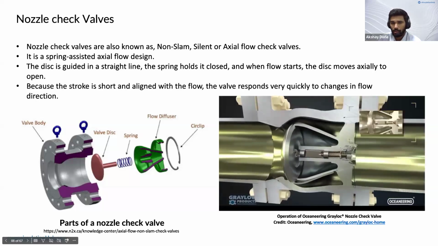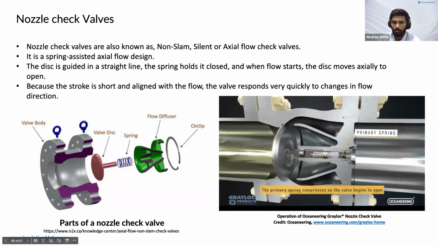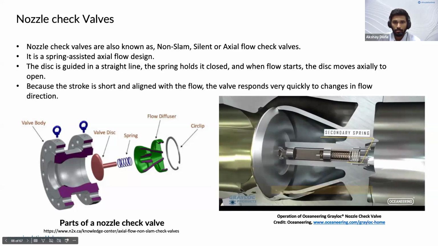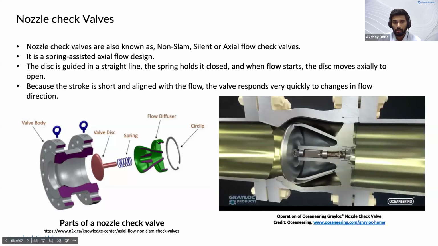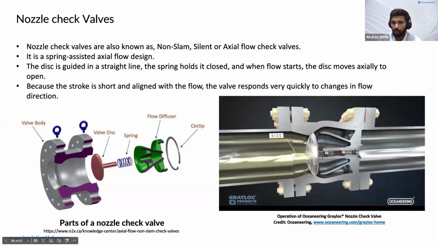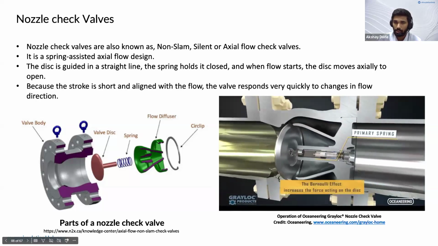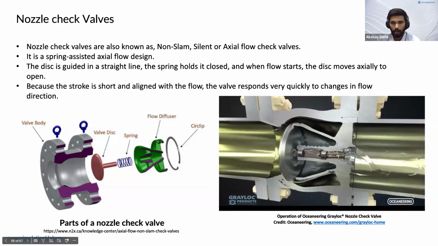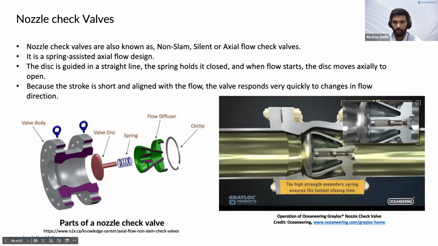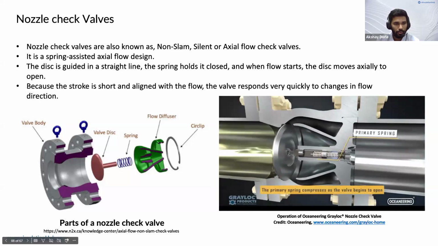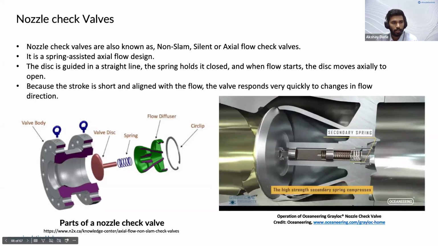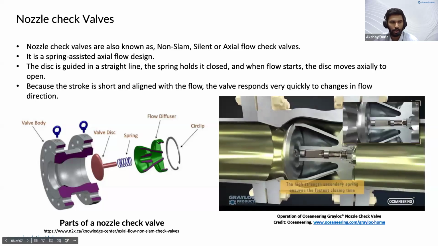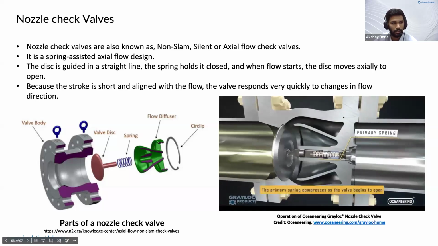This check valve becomes a very new kind of design, or you would say a very critical design, because it moves very quickly due to the springs which are used to prevent the backflow, and it's a linear travel, so the travel itself is also less. So let's move and understand what exactly are the details that go into the design and understanding of the nozzle check valve.